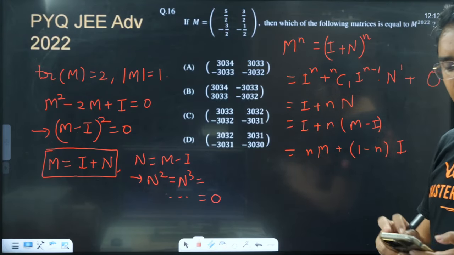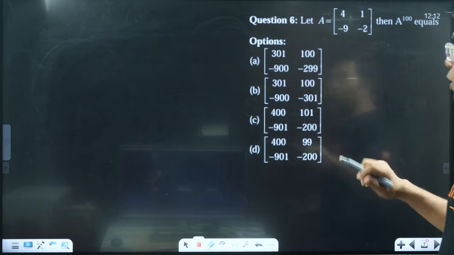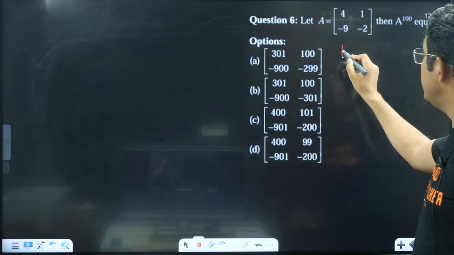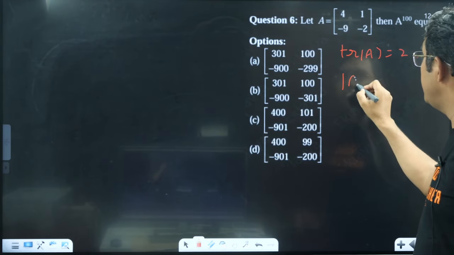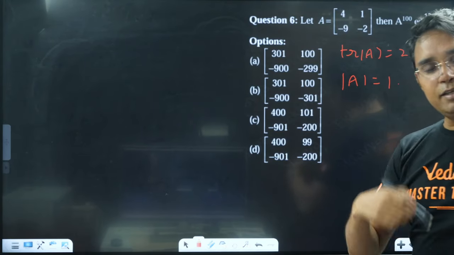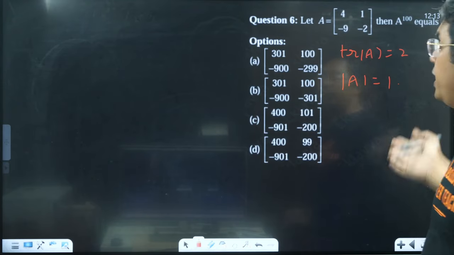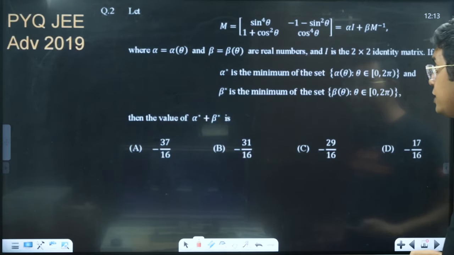Okay, in fact there have been many questions. In fact there is one question in our Eklavya module also of similar type, and you can see here also the trace is 2, and the determinant is 1. So this will also have the same characteristic equation, and same method to find a power 100. Okay, this is not a previous year question. My next question is previous year.